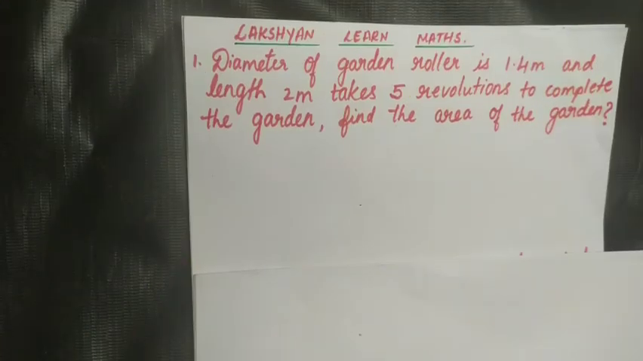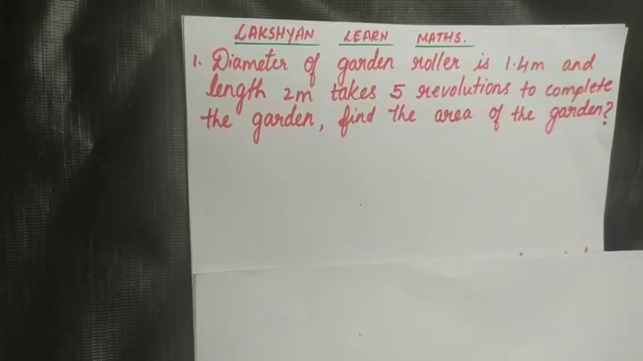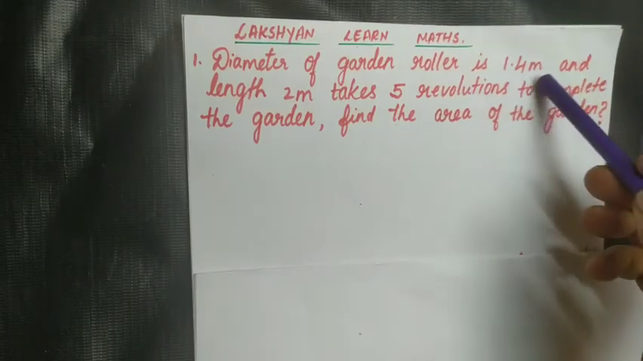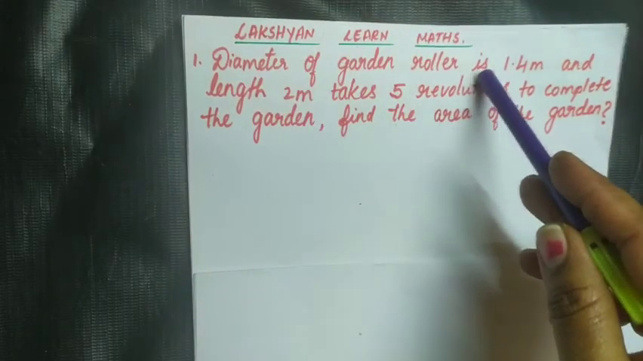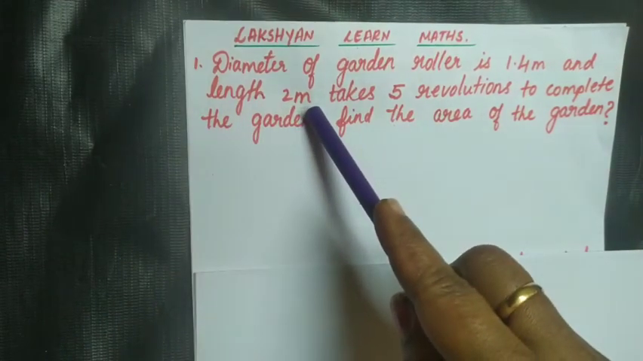The diameter of a garden roller is 1.4 meter and length is 2 meter. It takes 5 revolutions to complete the garden. Then find the area of the garden. By reading this problem we can understand that the garden roller is in the shape of a cylinder. From 1.4 meter, which is the diameter, we have to find the radius, and here the length 2 meter is considered as the height of the cylinder.